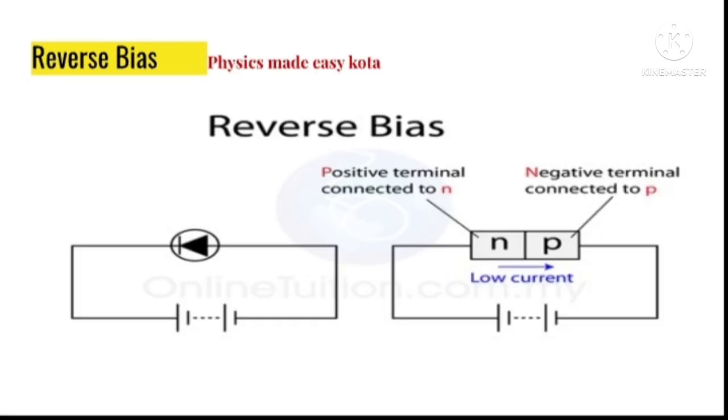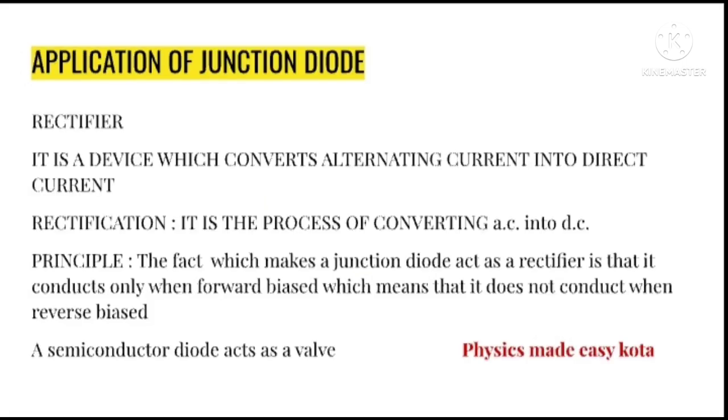A PN junction is said to be reverse biased when the positive terminal of a cell or a battery is connected to the N side and the negative terminal is connected to the P side of the PN junction diode. In this case, a low current flows, whereas in the case of forward biasing, a huge current flows. There are various applications of the junction diode.